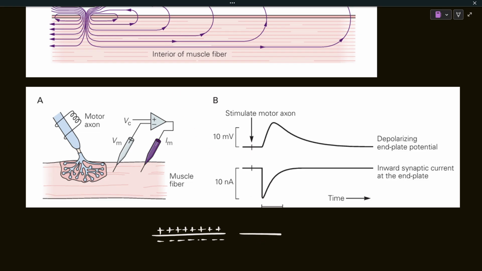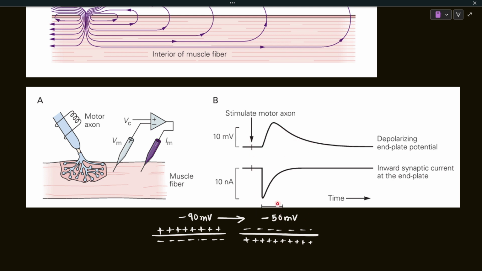How does a decrease in charge separation happen? The inner side is getting positive and the outer side is getting negative. Let's say the membrane potential here was minus 90 millivolt, and depolarization means a decrease in this charge separation, so the negative value is decreasing, getting to, let's say, minus 50 millivolt. So this is how the end plate potential is created here. It is the depolarizing end plate potential. Okay, so this is how it is showing that it is depolarizing.